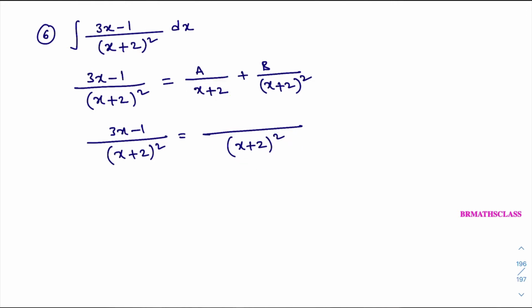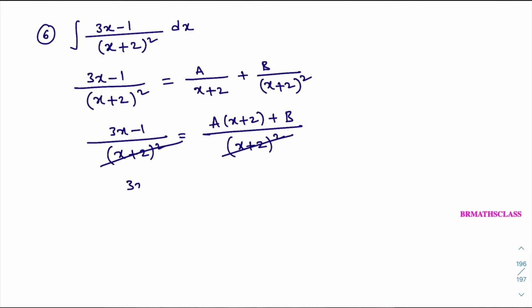So what will you get in the numerator? In the numerator you will get a into x plus 2 plus, you observe this x plus 2 whole square, in this x plus 2 whole square, how many times? X plus 2 whole square into 1 is x plus 2 whole square. So b into 1 you need to write. These things you already learned in earlier classes. Now you see this x plus 2 whole square, x plus 2 whole square will get cancelled.